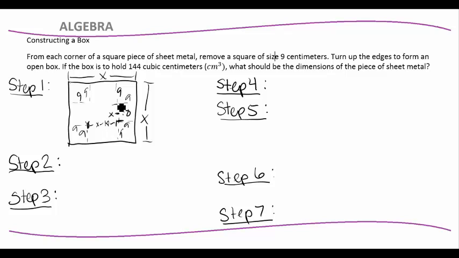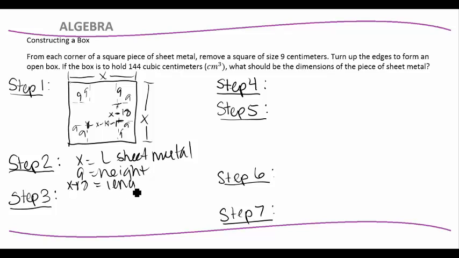Step 2, we need to define all of our variables. So we let X equal the length of the sheet metal. And 9 is our height. And X minus 18 is our length and width of our open box.